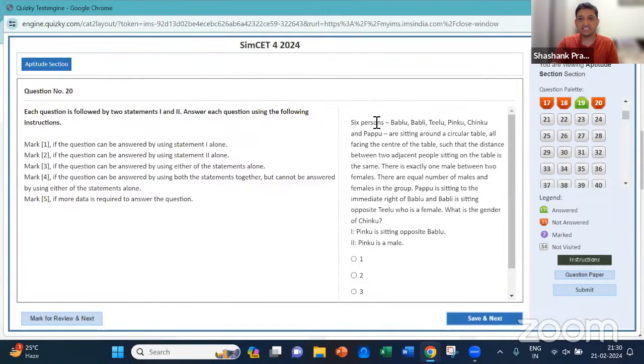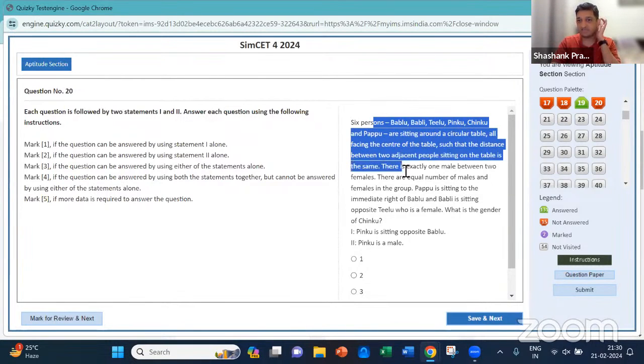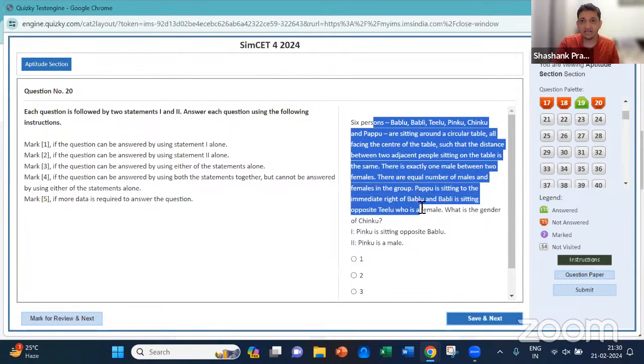B, B, T, P, C, P are all sitting on a circular table facing the center of the table, exactly one male between 2 females. 3, 3 male female. Pappu is to the immediate right of Bablu and Bubbly is sitting opposite Tilu, who is a female. What is the gender of Chinku?